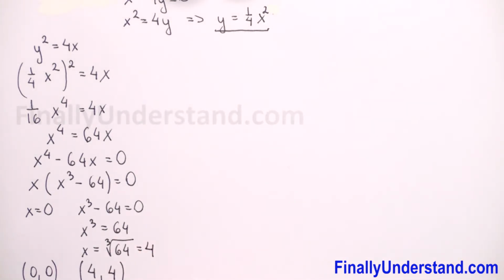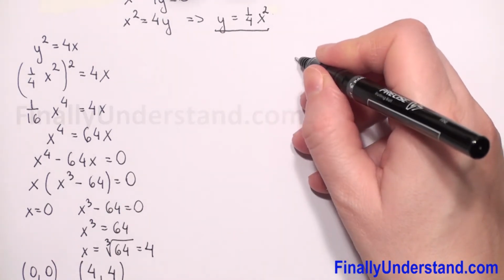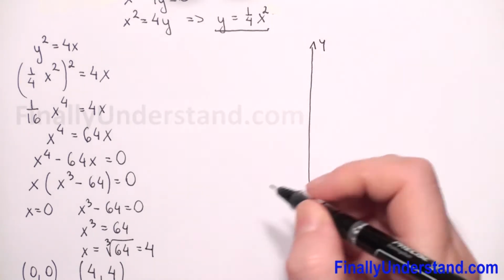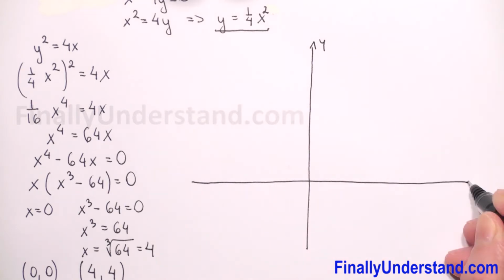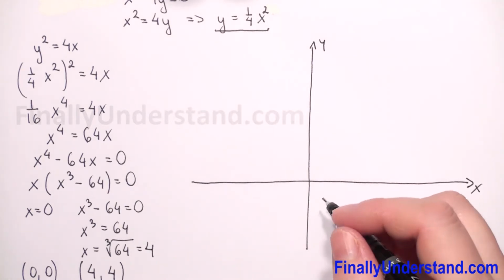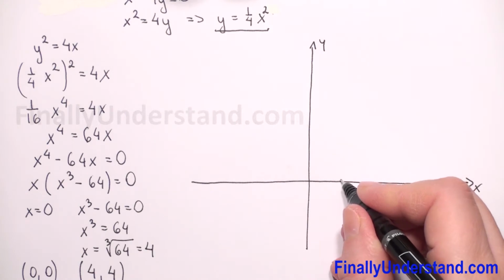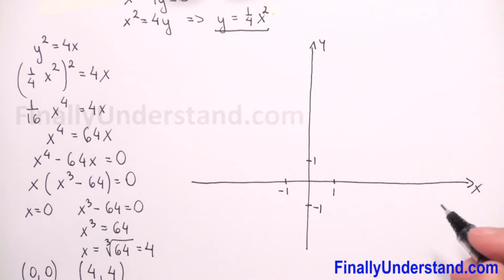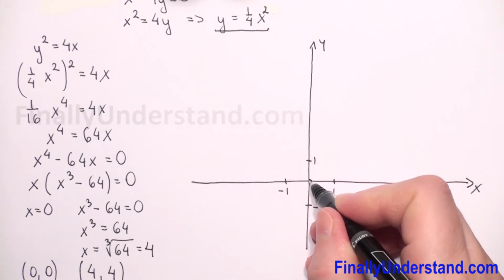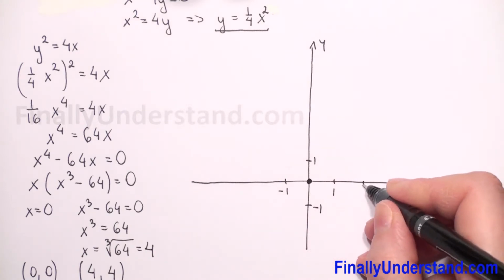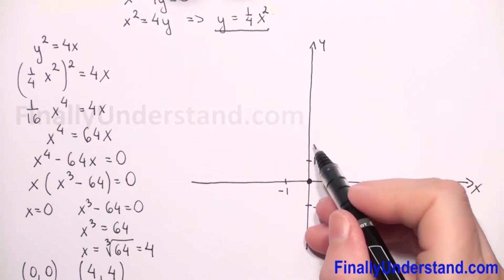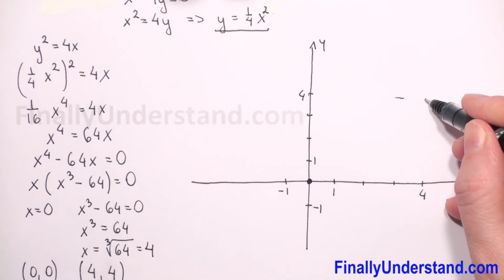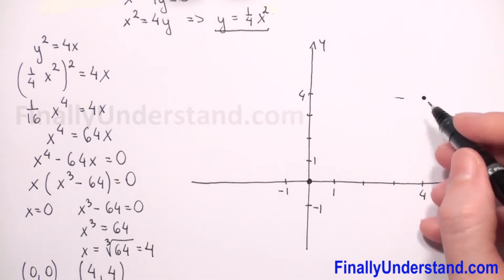We have the intersection points. So now we will draw the y-axis and x-axis. We need to find the unit. Let's choose 1, negative 1. We have points (0, 0) and (4, 4). 1, 2, 3, 4, 1, 2, 3, 4. So approximately the second intersection point is here.